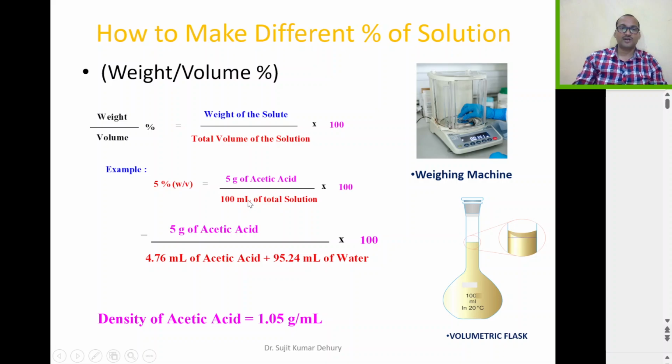In that case, you have to convert this 5 gram of acetic acid into volume by using density equal to mass by volume, and the density of acetic acid is known, 1.05 gram per ml. As a result, we get 4.76 ml of acetic acid. So that means to make a 100 ml solution, we need to add 95.24 ml of water to this volumetric flask.